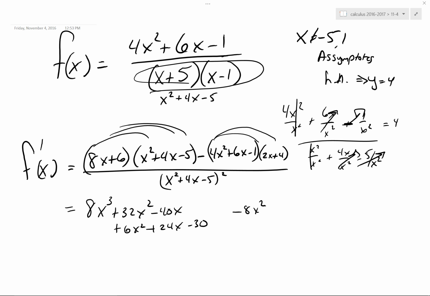So that's 8x cubed. And then this times that is 16x squared, so minus. And this times this is 12, so it's minus 12x squared. And then this times this is 24x, so it's minus 24x. And then that times that is minus 2x, so it's going to be plus 2x. And that's negative 4, so plus 4. Whew. So we get 8x cubed plus 38x squared, minus 16x minus 30.